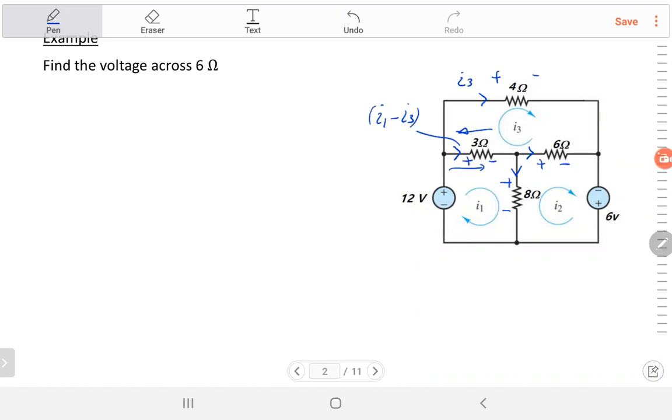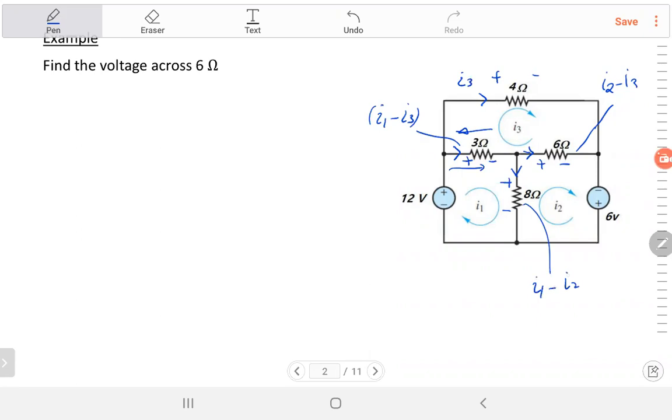That's the equivalent. If you didn't get it, try to find it for the 6 ohm. For the 6 ohm, I assume the current in this direction from left to right. I2 is going in the same direction, I3 in the opposite. So the current in this branch is I2 minus I3. Let's look at the 8 ohm. The current is flowing downwards. I1 is in the same direction, I2 in the opposite direction. So this current is equal to I1 minus I2.